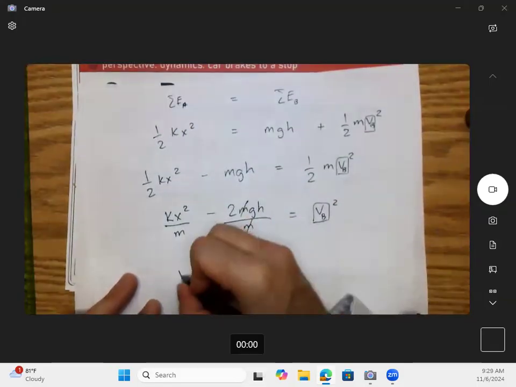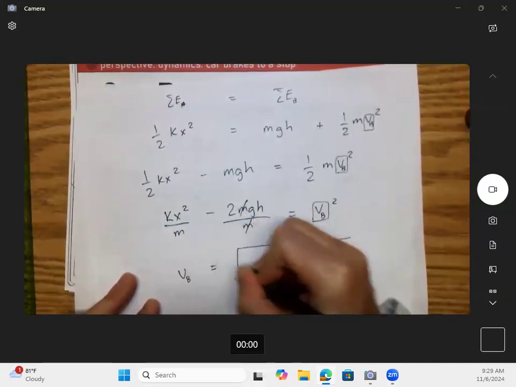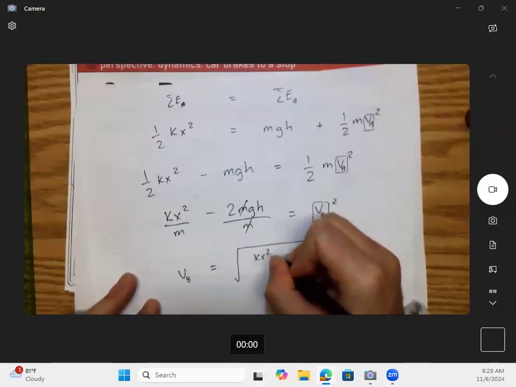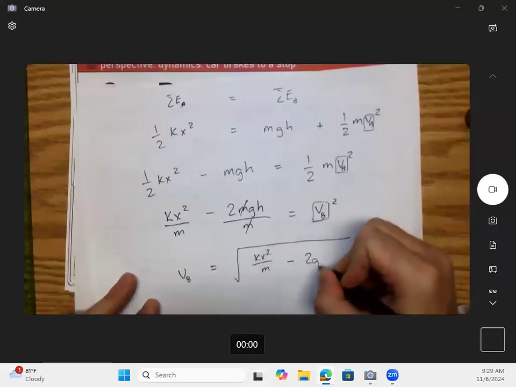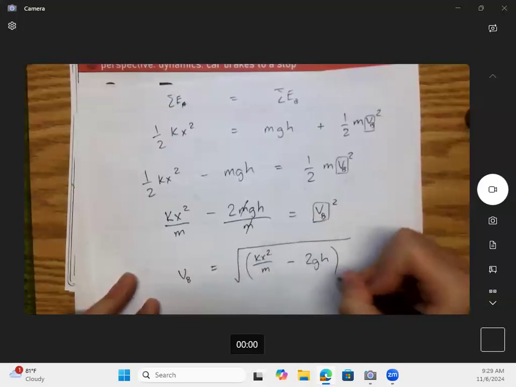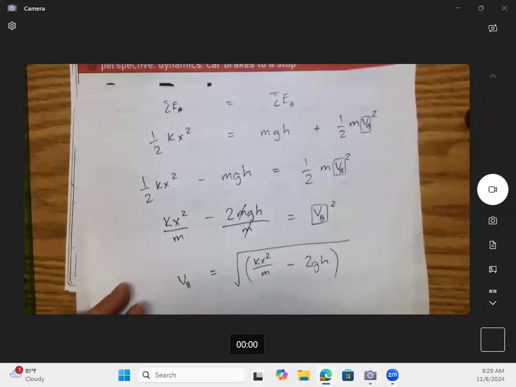So I'll bring that over here. The speed at point B is, it's a big old square root. I got a kx squared on m, and then minus 2gh. Look at that. All right, that's all right, right? You guys good? All making sense.